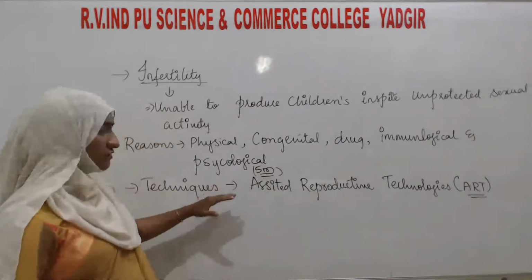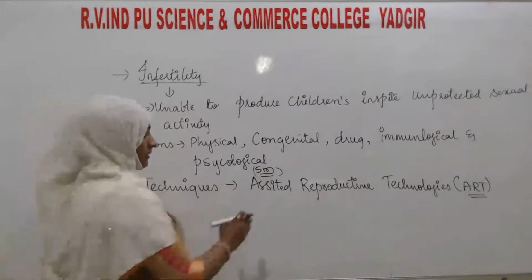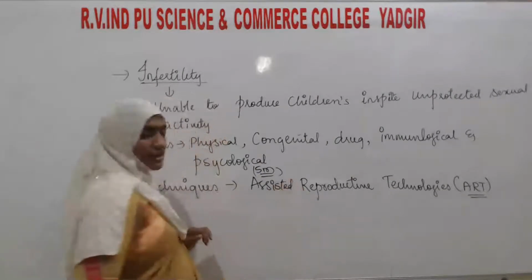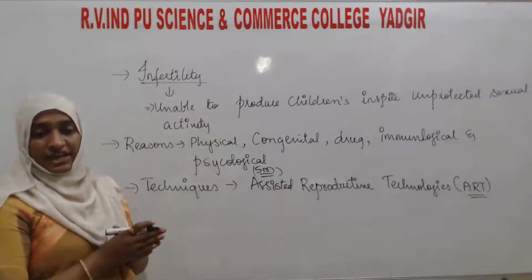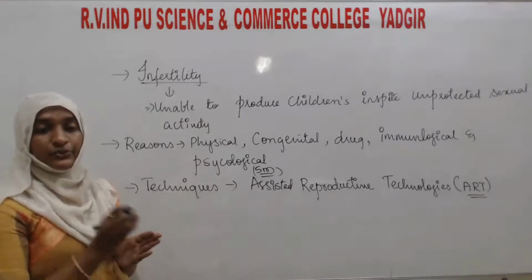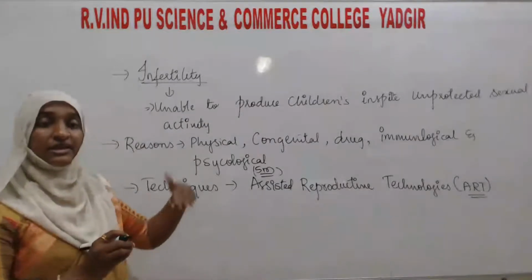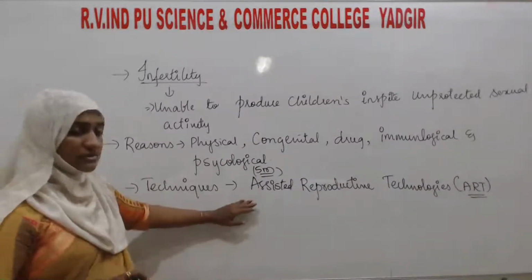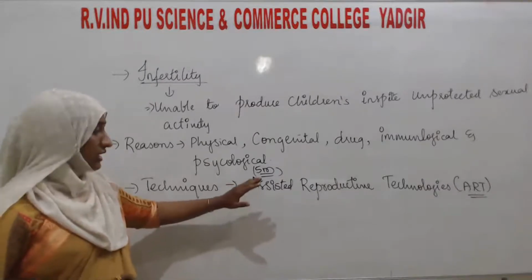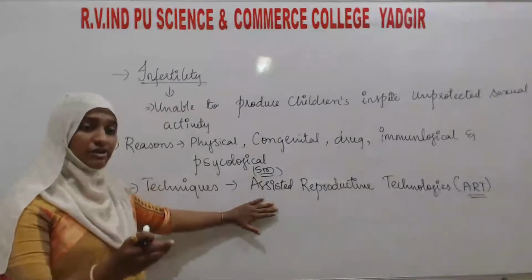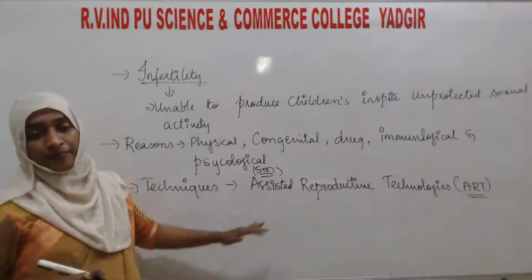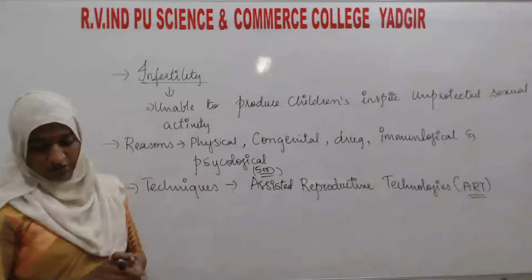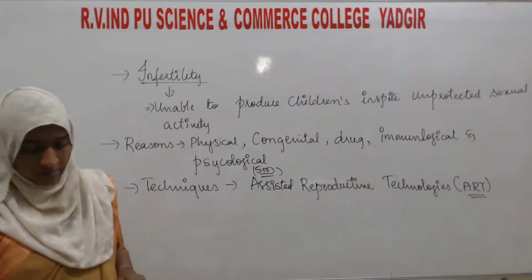Okay, so this is one of the techniques of assisted reproductive technologies. This is one of the techniques for those couples who don't have children even after treatment by some of the specialists. So if we talk about this assisted reproductive technology, there are some other techniques. All those techniques you have to explain under this question. So let's see about those techniques. What are they?